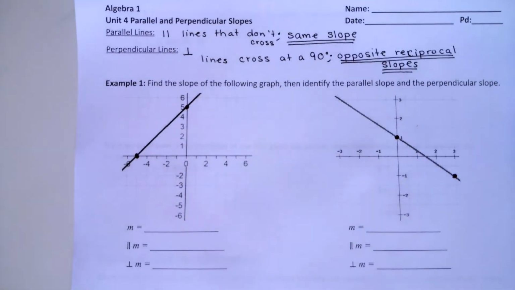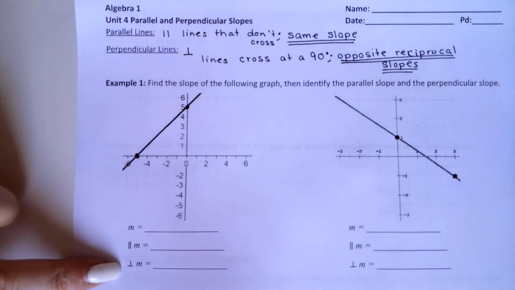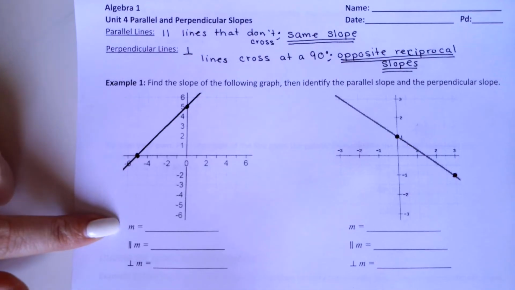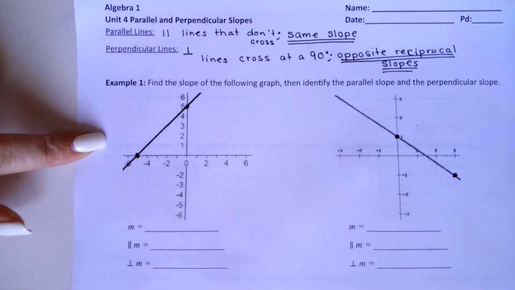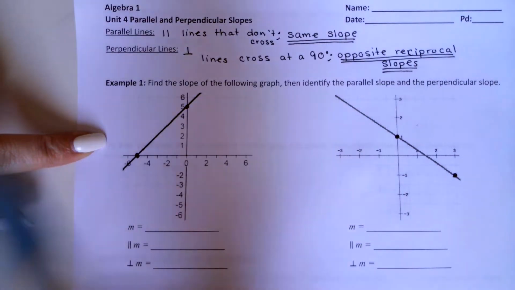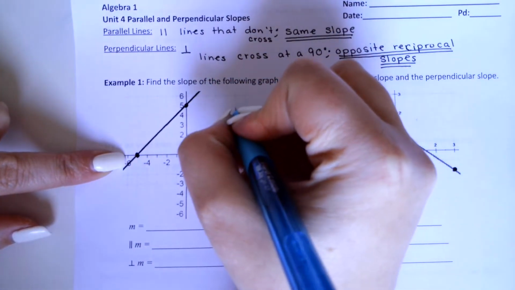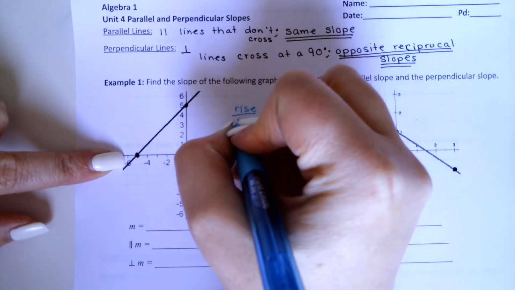So, example 1, we have some graphs. We're just going to start reminding ourselves how to find slope and then how we can write the parallel and perpendicular slope. So this first one's just asking for m, which means it's just asking for the slope of this graph. So remember, to find slope, you're going to use your 2 points, and we're going to do rise over run, okay? Rise over run.